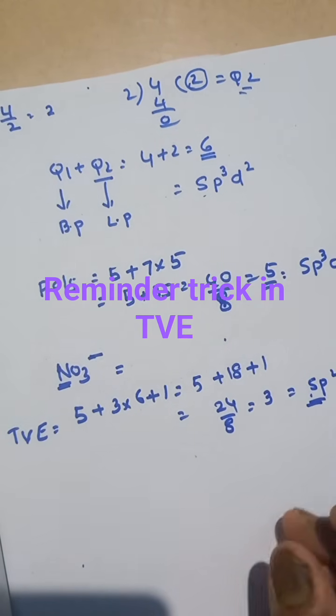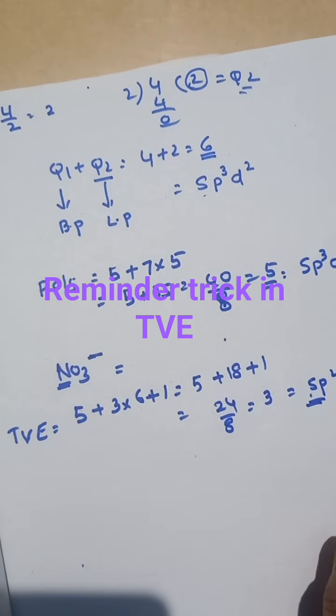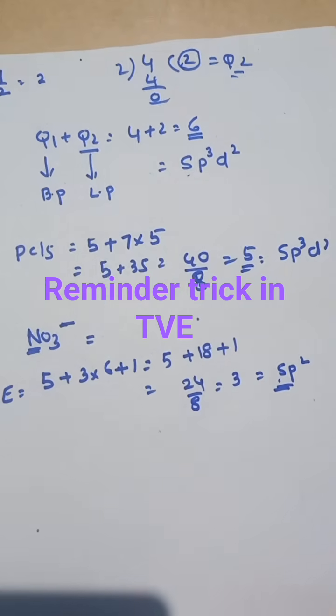In this way, you can calculate as many as you can. So remember students, TVE, the total valence electrons. This is a very easy process to calculate the hybridization. If you decide the hybridization, you can easily say its structure also. Okay students, thank you.